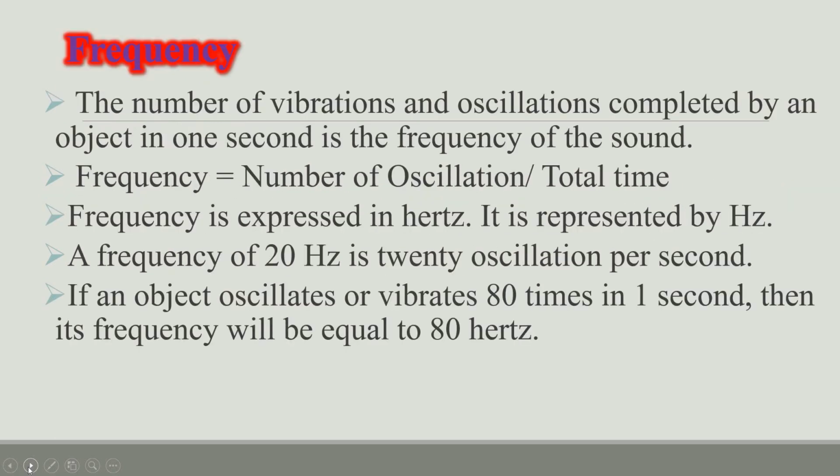The next is frequency. The number of vibrations or oscillations completed by an object in 1 second is the frequency of sound. Frequency is equal to the number of oscillations upon total time. Frequency is expressed in hertz. It is represented by Hz. A frequency of 20 hertz is 20 oscillations per second. If an object oscillates or vibrates 80 times in 1 second, then its frequency will be equal to 80 hertz.